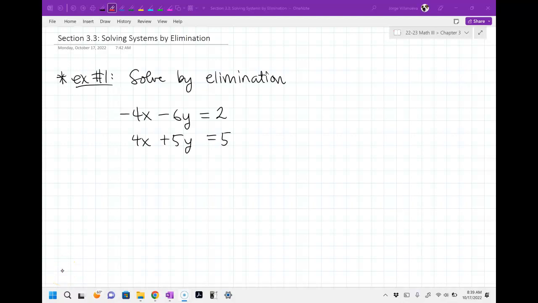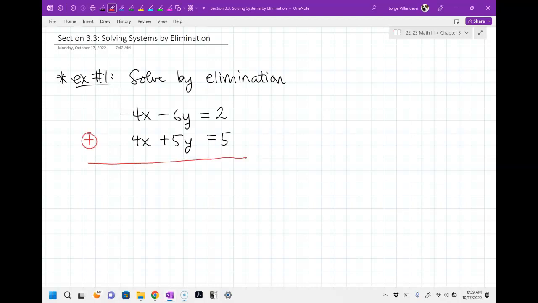All right, so for elimination, you're going to try adding first. I think that's going to be the easiest thing for us to do. If you're unsure, just try adding. So here you go, let me just try adding.